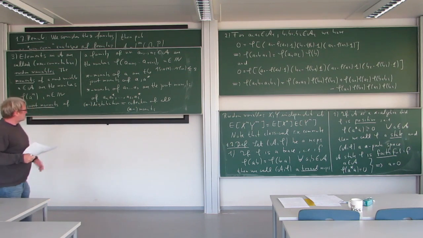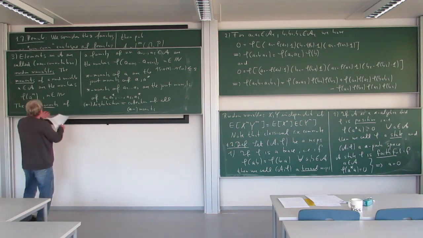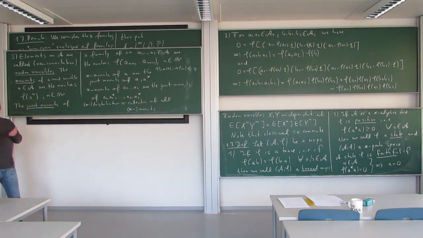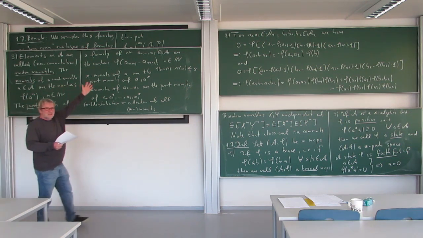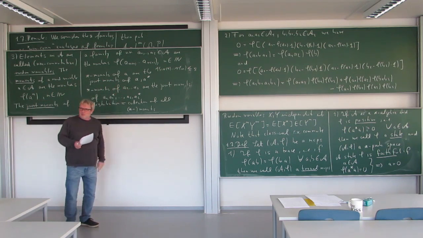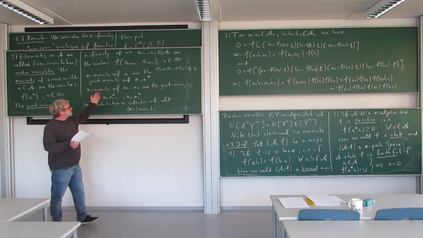And of course, this is just information which I have of phi applied to the algebra, or the star algebra, generated by my elements. Because by linearity, the algebra of my variables is given by all polynomials in my variables. But the knowledge of phi of a polynomial is determined by the knowledge of phi of monomials, and monomials are just the moments here. Phi of a monomial is just a moment.